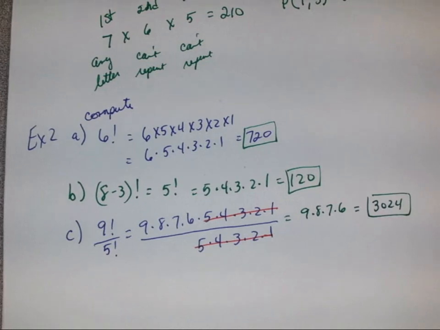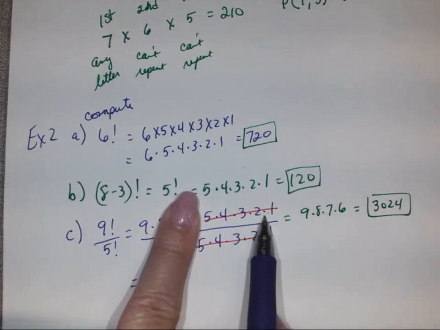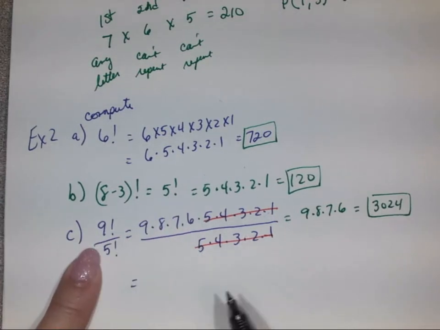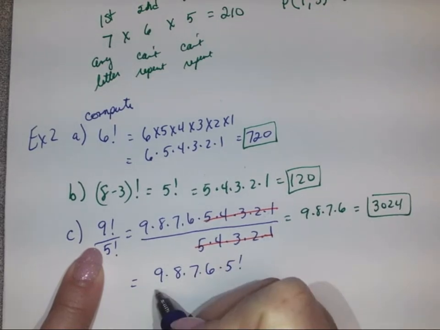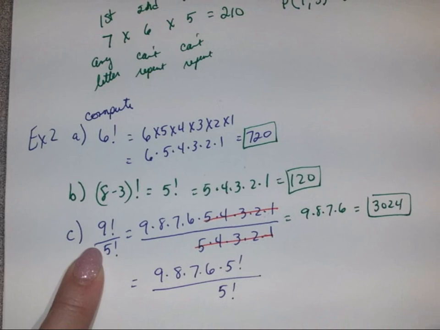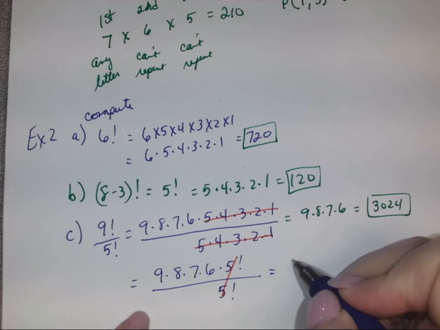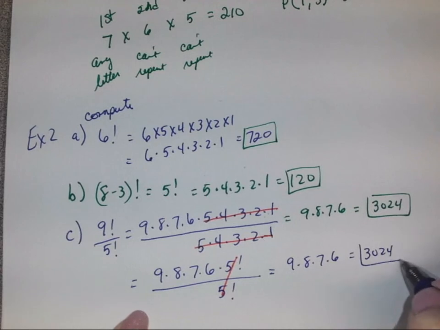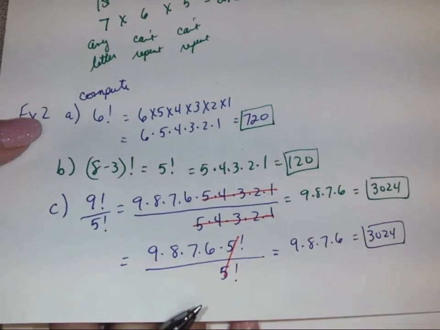Now, what we can do instead is realize that this is 5 factorial, because it's 5 all the way down to 1, as well as this is 5 factorial. So when we see 9 factorial over 5 factorial, we can do 9 times 8 times 7 times 6 times 5 factorial over 5 factorial, because we know that these are going to be the same numbers and we can cancel those. So this ends up still being 9 times 8 times 7 times 6, which is 3,024. So we get the same answer. This is a little bit less work. All right, let's go look at another example.